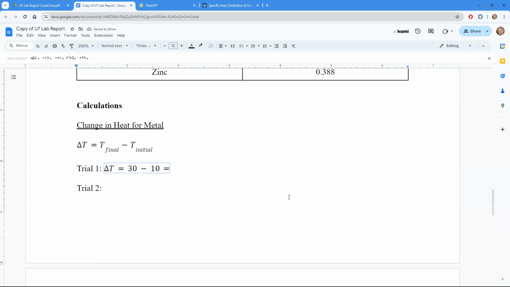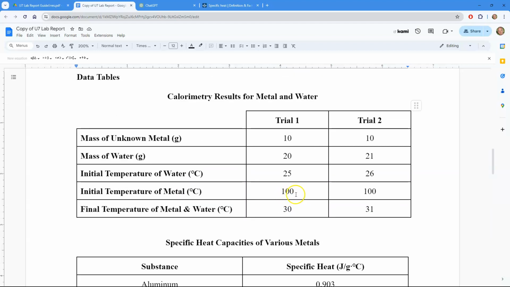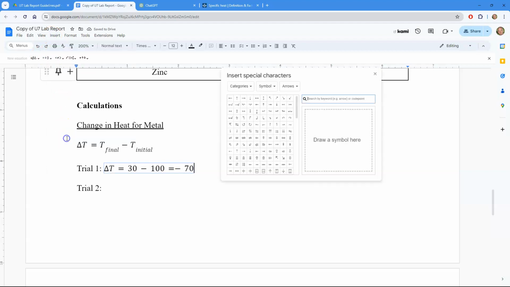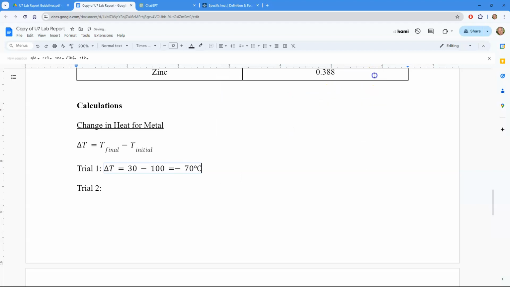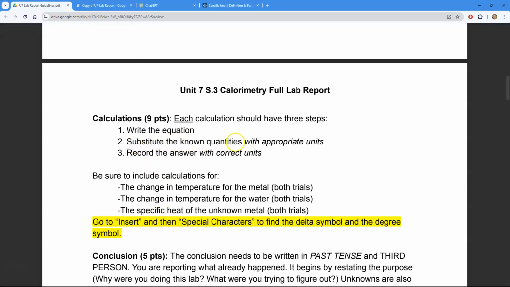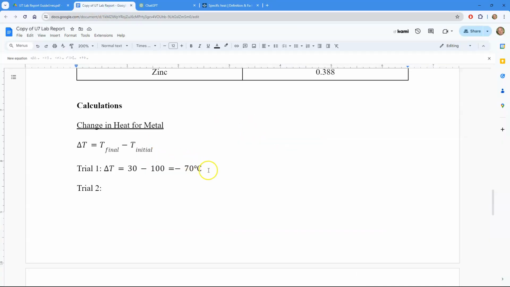All right, so 30 minus, oh, wait, was it 10? No, I'm sorry. That was the mass of the metal. It should be 100. 100 was our initial temperature of our metal. Okay, so 30 minus 100 is going to be negative 70, and my units are degrees Celsius. Just like that. Okay, so I believe it says to substitute the known quantities with appropriate units. For this lab report, let's just include the units on our final answer. Okay, final answer. All right, so you would do the same for trial 2.